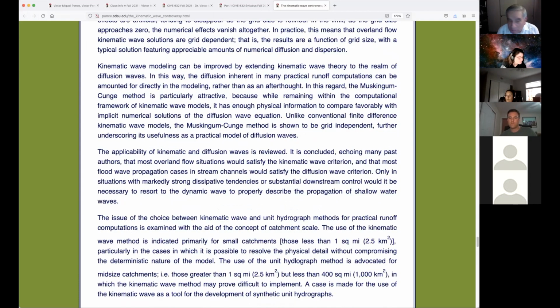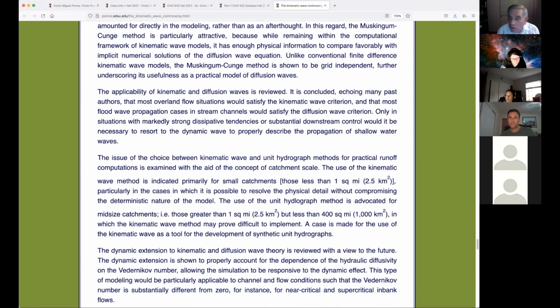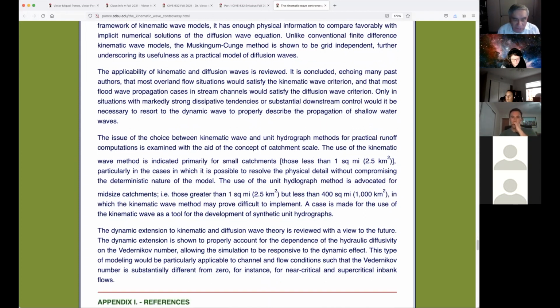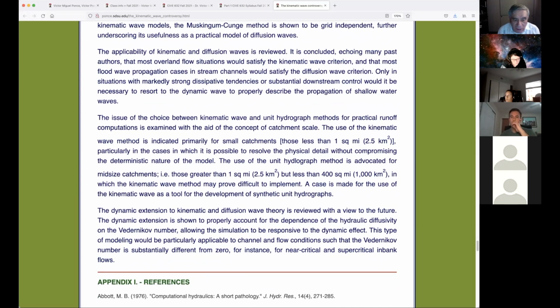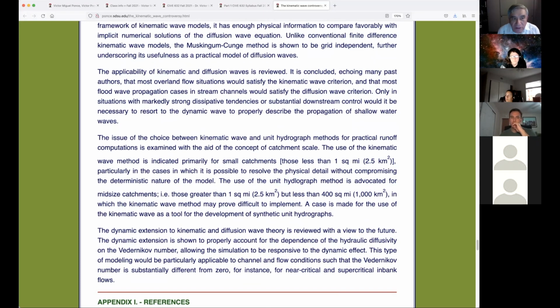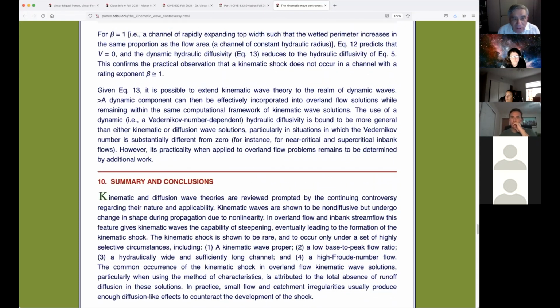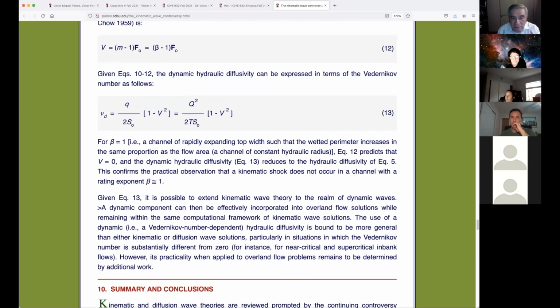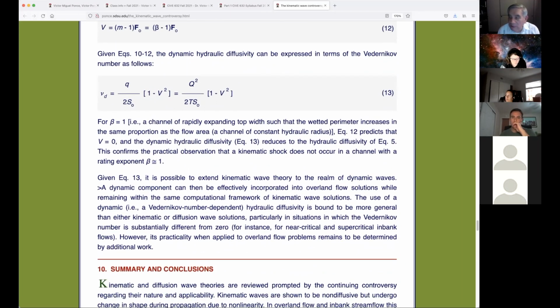We know the applicability. We know the distinction between unit hydrograph and kinematic and overland flow. There's apples and oranges, completely apples and oranges for the same thing. And finally, the dynamic extension is reviewed with a view to the future. Parallel to this work that we published in 1991, I believe, we published the complete answer to this equation, which we're going to read subsequently. I believe at the end, next time we meet.